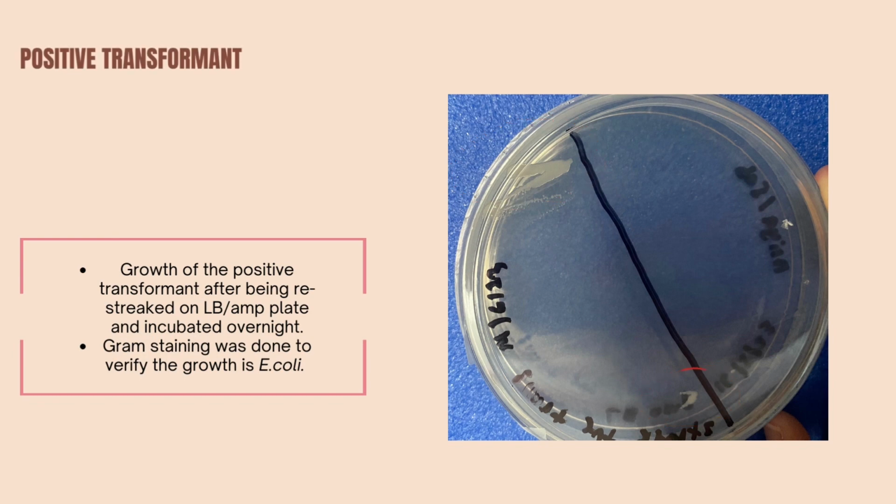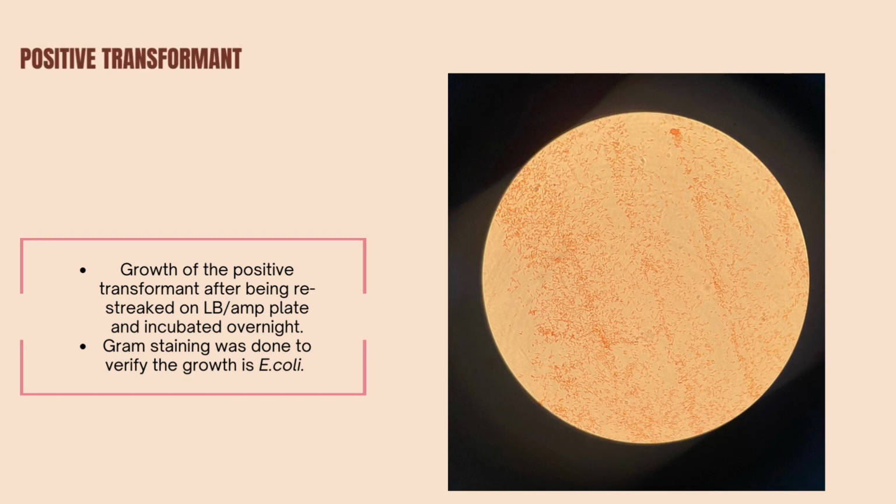To confirm the colony is a positive transformant after the transformation, a single colony was inoculated and regrown in the LB ampicillin broth. The growth of the positive transformant after restreaking on the LB ampicillin plate and incubating overnight was shown. To verify the bacterial growth is E. coli, gram staining was done. Gram staining enables the determination of bacteria through their morphology and arrangement. The result under 100-time magnification confirmed the bacteria on the LB ampicillin plate is E. coli. This is shown by the appearance of pink indicating gram-negative bacteria.